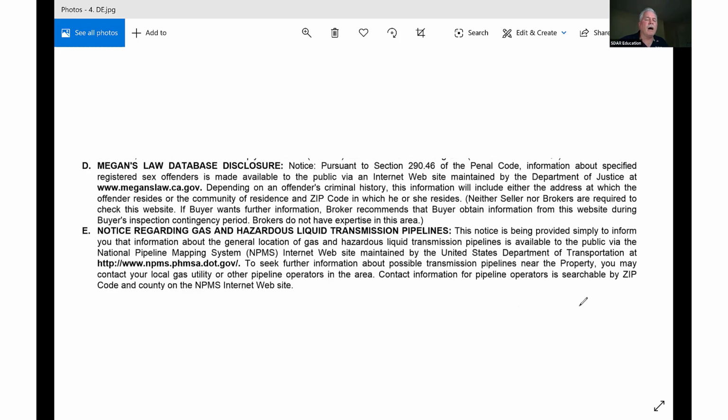Seeing none. Let's take a look at E. Look at the time. Notice regarding gas and hazardous liquid transmission pipelines. Oh my God, that created a huge thing. So, in our risk management community, we have probably 26 of the brightest real estate attorneys in the whole county, right? We've got some of the biggest brokers in town. We've got a lot of little brokers in town. It's a pretty impressive committee, difficult to get onto. I don't know why I'm there, I think I'm there because I proofread things.